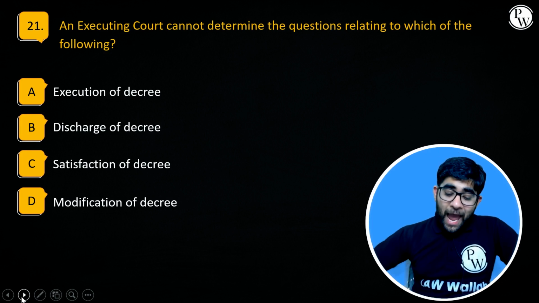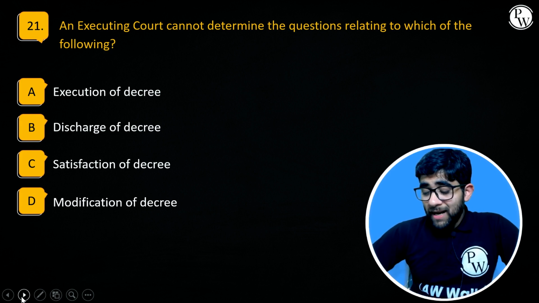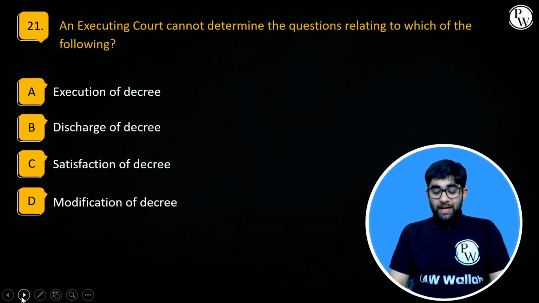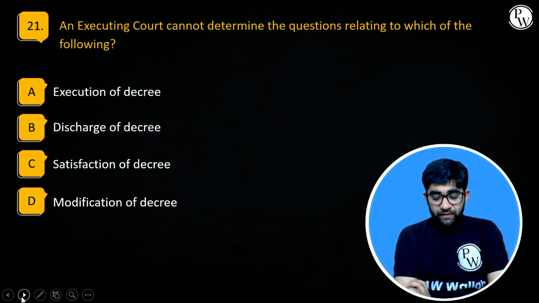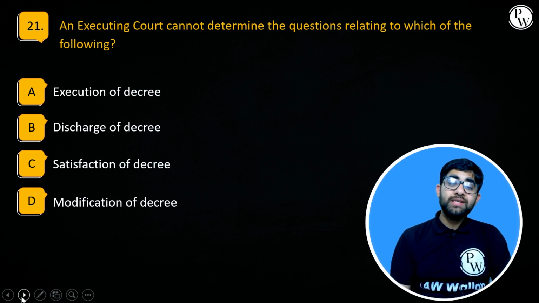Next, an executing court cannot determine the questions relating to which of the following: execution of decree, discharge of decree, satisfaction of decree, or modification of decree? The answer to this is modification of decree.